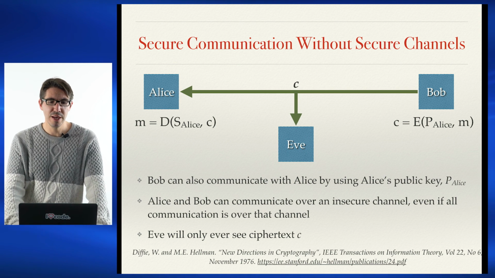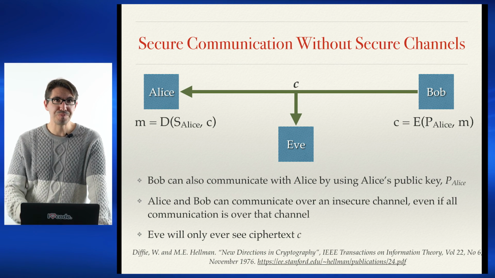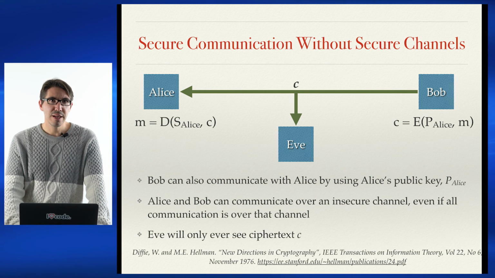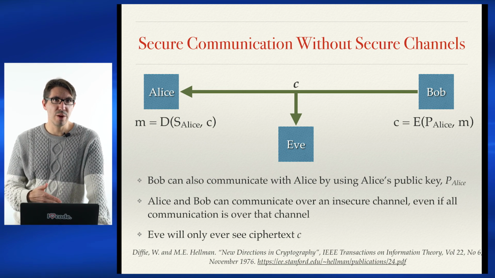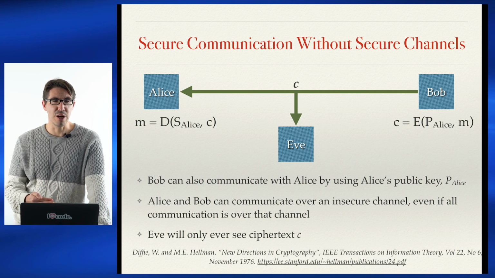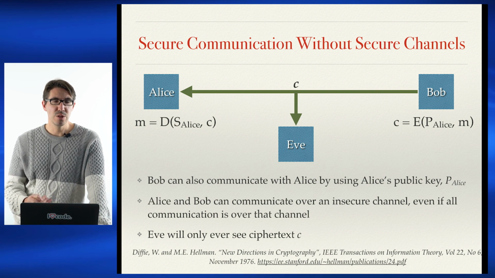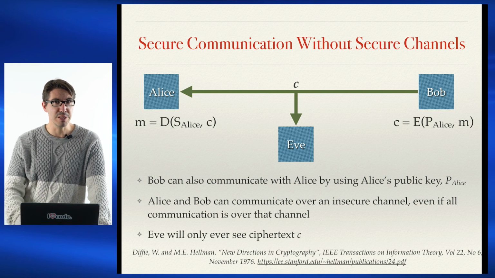If you're interested in more detail about this, I have a link here to the paper, New Directions in Cryptography, that was published in '76, that really pointed the way towards this new generation of cryptography and really marks the beginning of modern cryptography. You may have heard of Diffie and Hellman. They're the two authors of this paper. You may have heard of Diffie-Hellman key exchange.